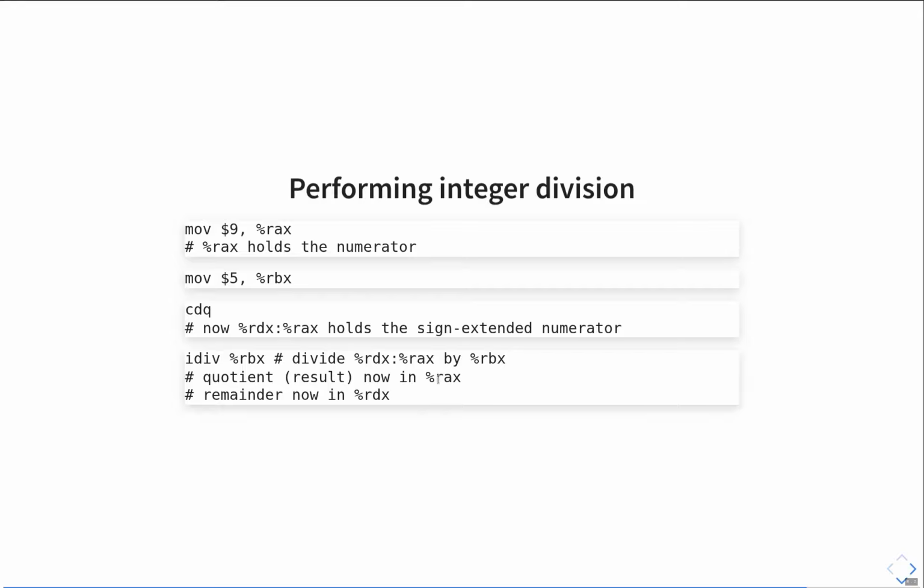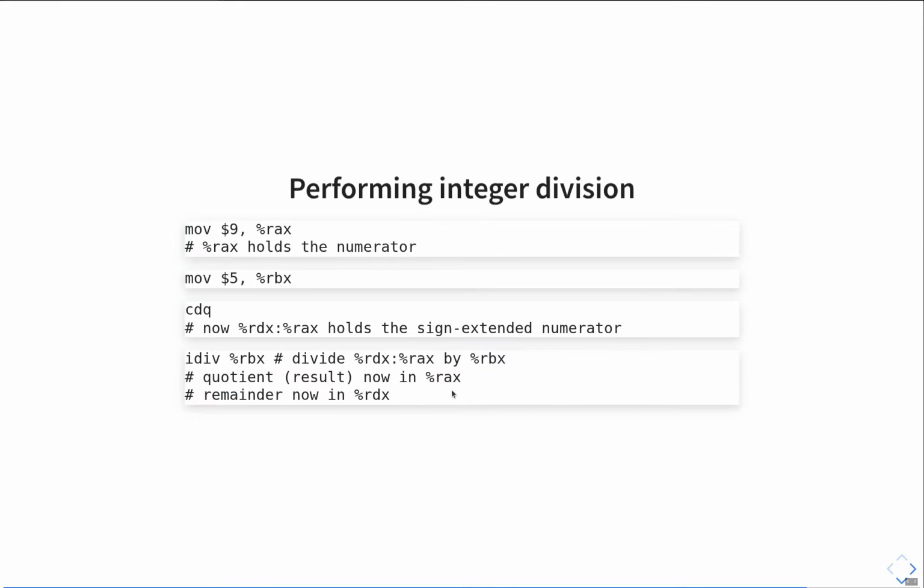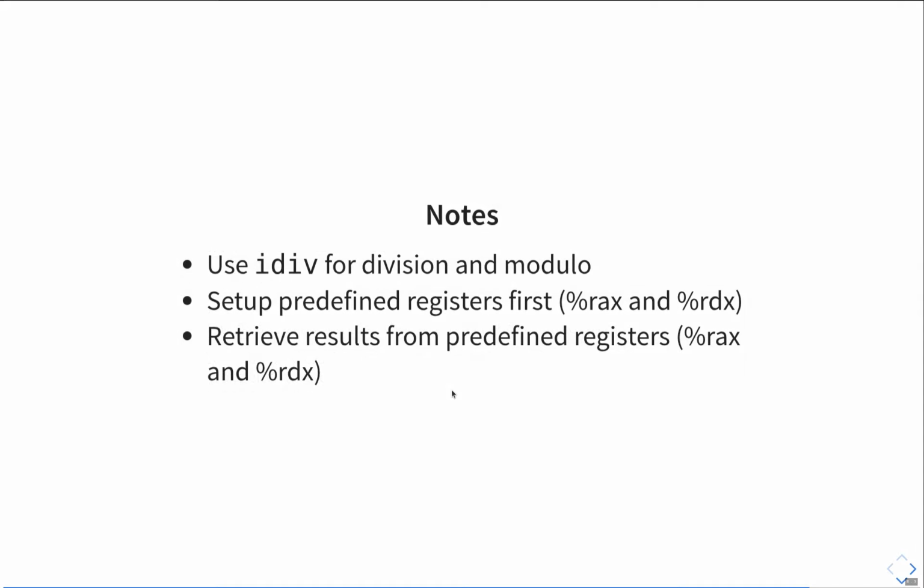And afterwards, the result is actually placed in RAX, and the remainder is placed in RDX, which means we can use the same operation, this template here, for both division and modulo. So yeah, like it says here in the notes, use IDIV for division and modulo, set up the predefined registers first, RAX and RDX, and retrieve the results from the predefined registers afterwards.